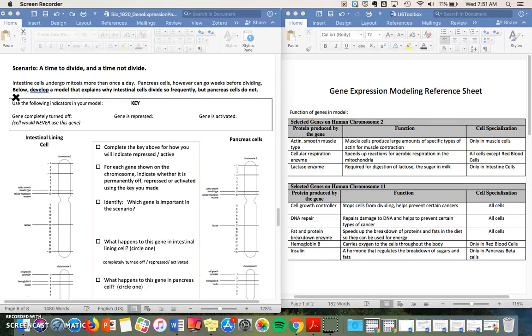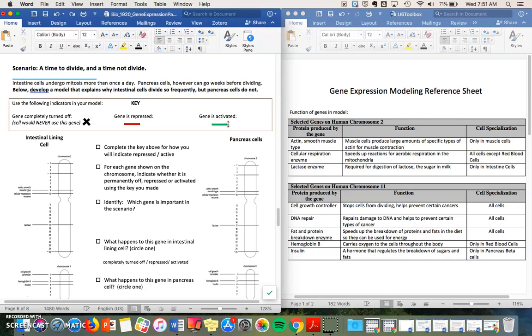It's kind of a janky method. I'm just going to be pressing Command Y to go in reverse on how I completed the key here. So this is the scenario, a time to divide and not divide, right? The first thing is let's set up our key. If my gene is repressed, it's red, activated green.